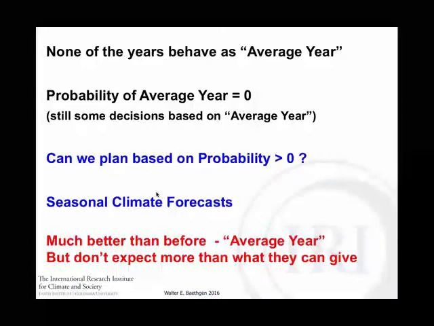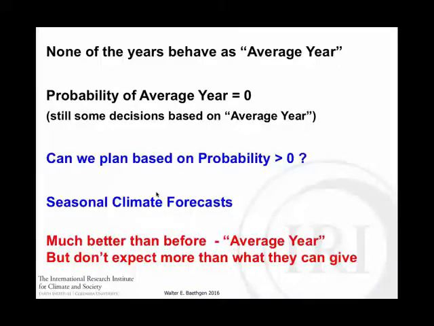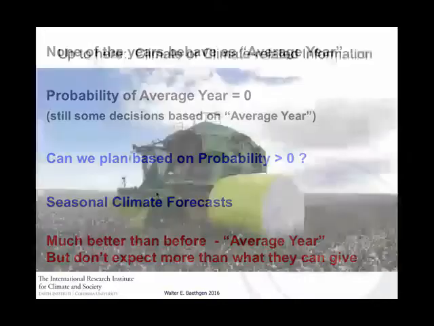So we are much better than before. Before, we only had information on average year or maybe some variability. So we're much, much better than before, but we can't expect more than what this seasonal forecast can give. A seasonal forecast will never be able to say you're going to get good rains, it's going to be a drought. What the seasonal forecast will tell you is changes in the probability of getting that type of year.